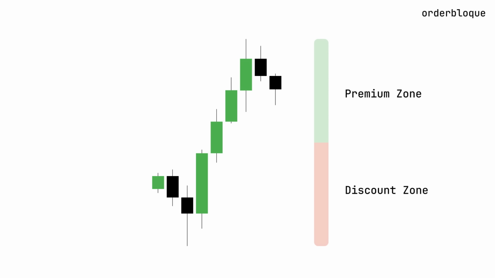Premium zone. This is the upper part of the dealing range, where the price is considered less attractive for buying but more suitable for selling. Traders look for short entry opportunities here, as the price may be overvalued relative to the current range.